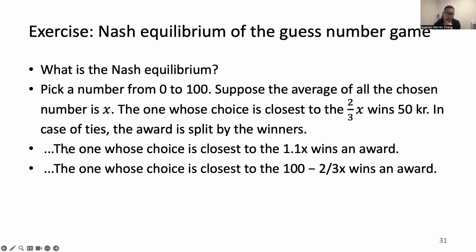Okay, and now here we have another game. The one whose choice is closest to 1.1x would win an award. What is the Nash equilibrium for this game? Think about it and see whether you can come up with the number. I might ask some question like this in the exam, right? So make sure you understand how to solve this question.